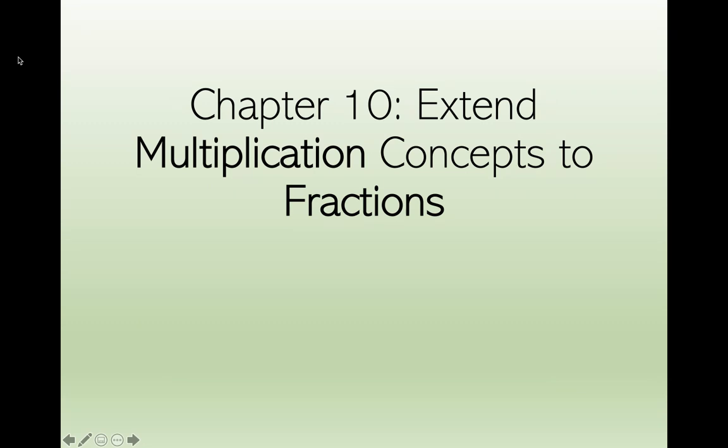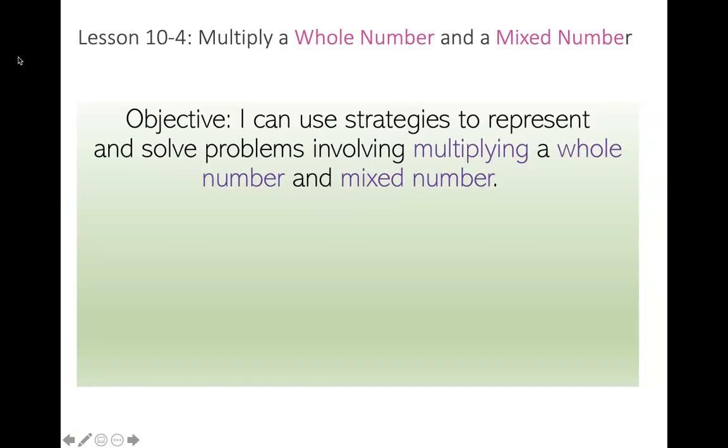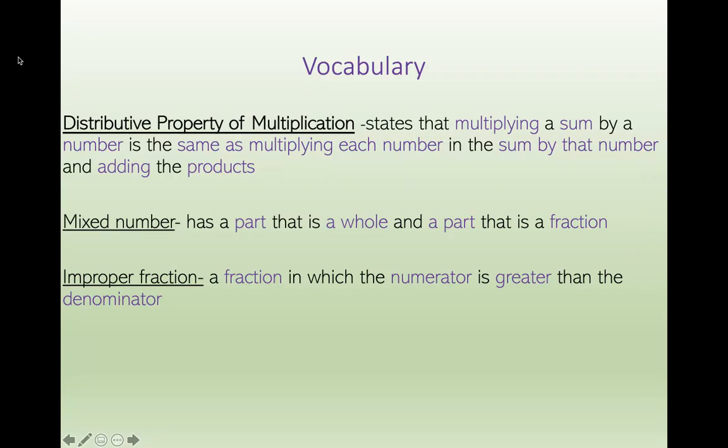All right, so today we're going to continue. We're doing 10-4. It's all about multiplication with fractions. Multiply a whole number and mixed number. It says I can use strategies to represent and solve problems involving multiplying a whole number and mixed number. All right, so we were dealing with the associative property, but now we're going to deal with the distributive property. And that states that multiplying a sum by a number is the same as multiplying each number in the sum by that number and then adding the products. So we'll go over what that means.